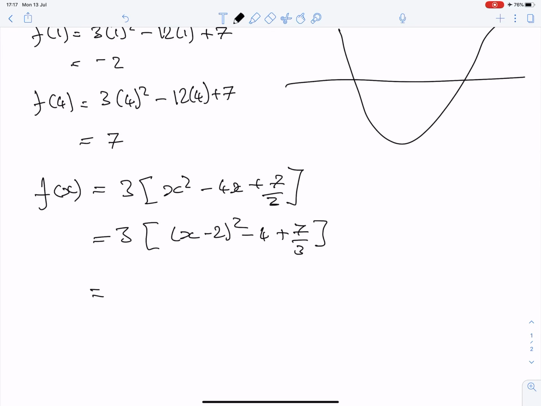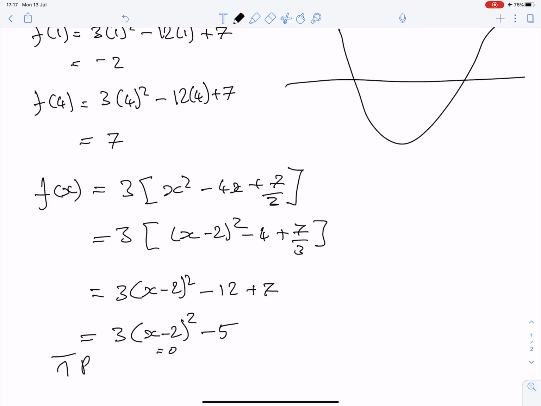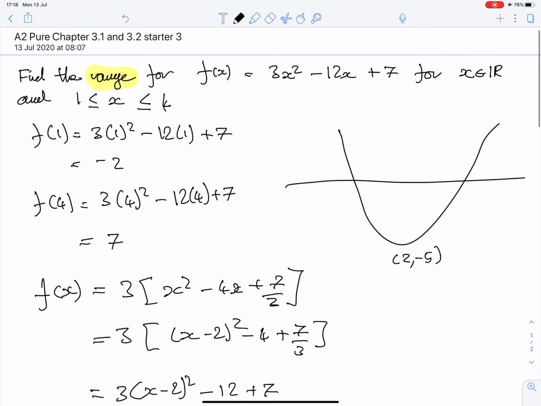Multiply back through the 3, so 3 lots of x minus 2 squared minus 12 plus 7 is equal to 3 lots of x minus 2 squared minus 5. So the turning point comes from making the bracket equal to 0, so x equals 2, y equals minus 5. So this point is 2, negative 5. Right. So the key is that 2 lies between the 1 and the 4.